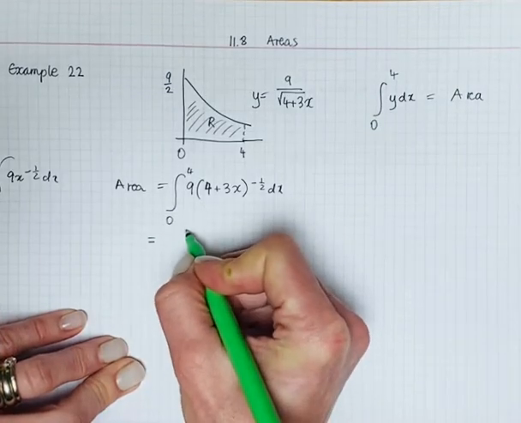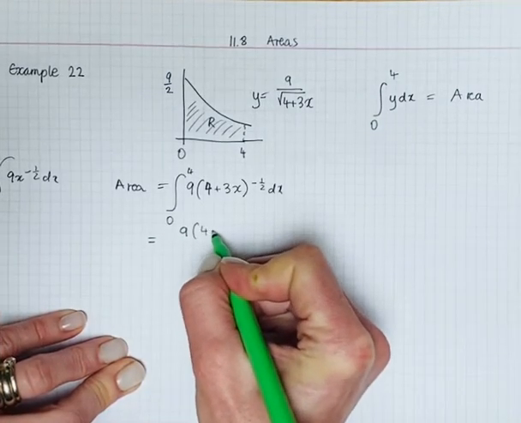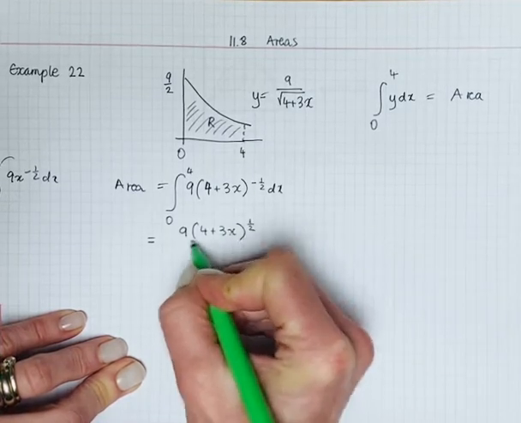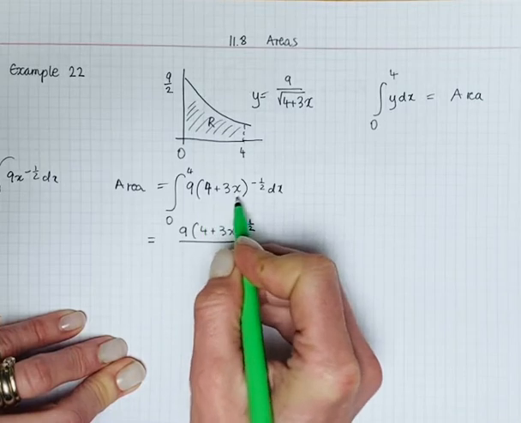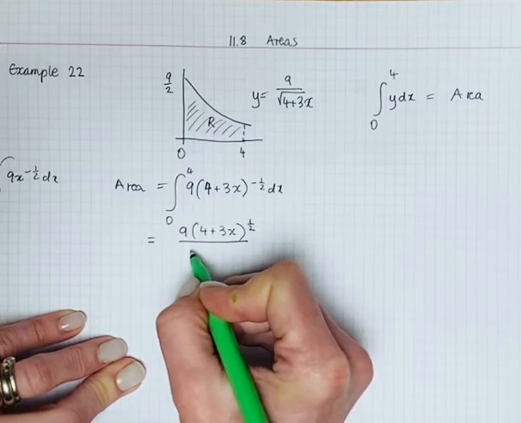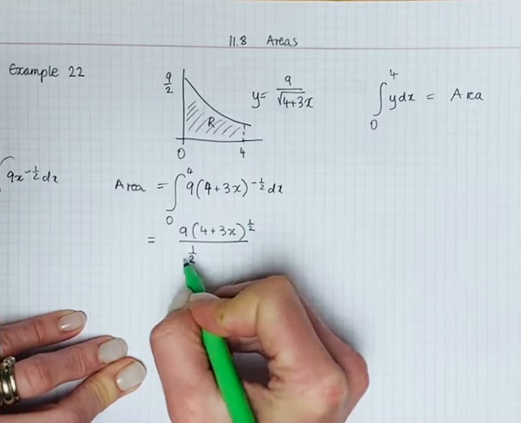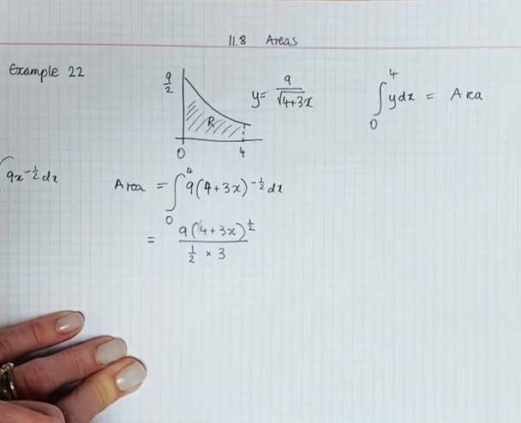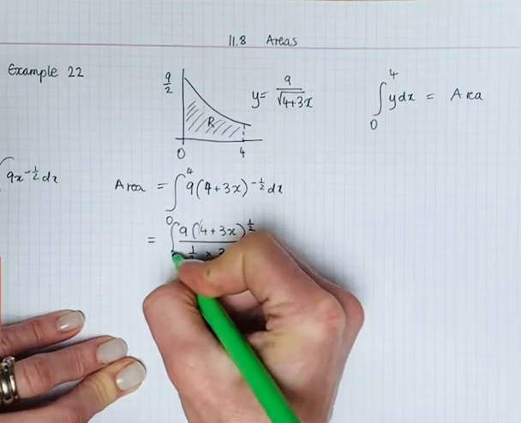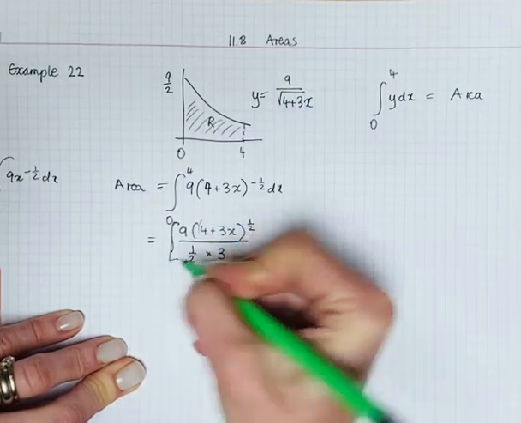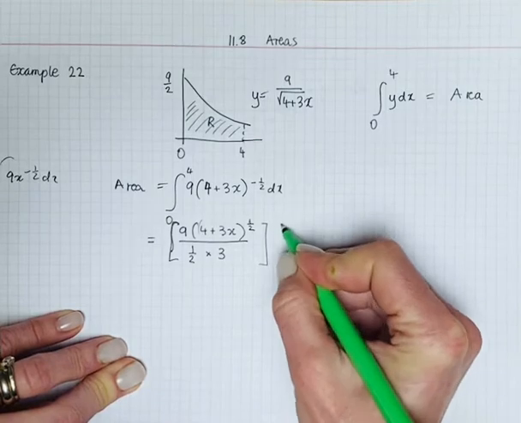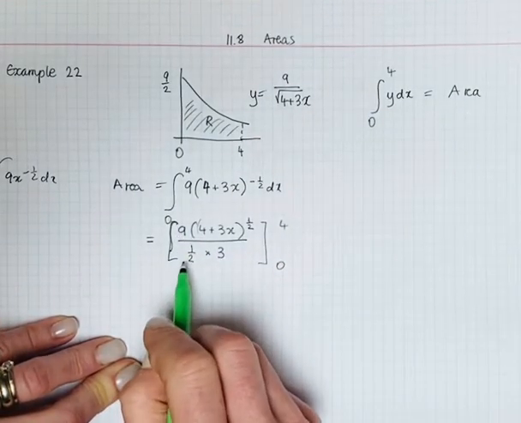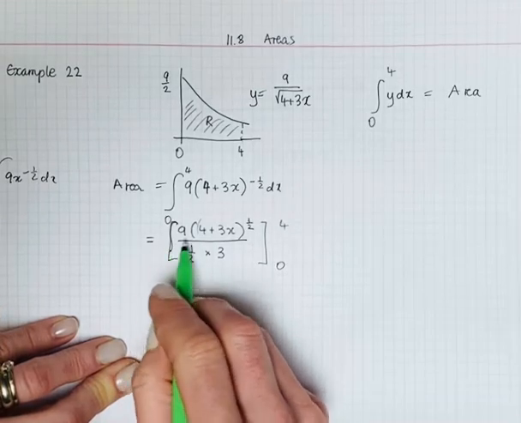So it's going to be 9 times 4 plus 3x. Let's add 1 to the power, to give me a half. Then we divide by the new power, so it's divided by a half, and then divided by 3. Effectively, both a half and 3 will be in the denominator. You might want to tidy it up. The 9 divides with 3, and you will be flipping the half, so you will have 6.